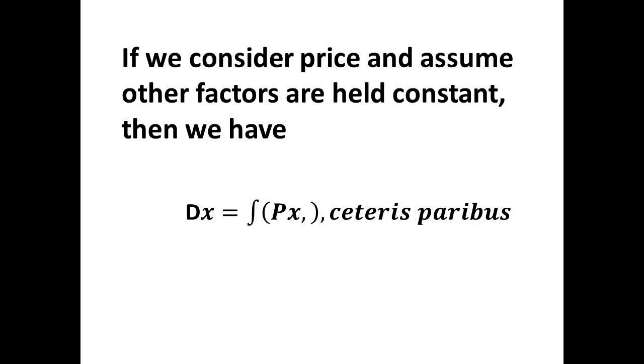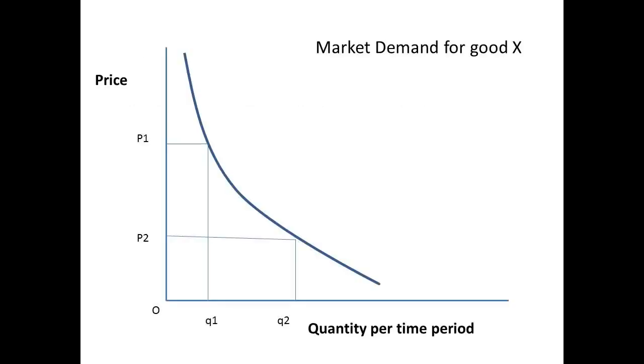Using the idea of ceteris paribus once more, by considering price alone and assuming all the other factors remain constant, we have that the market demand for X is a function of the price of X ceteris paribus. If we plot this on a graph, we obtain a curve that will slope down from left to right.